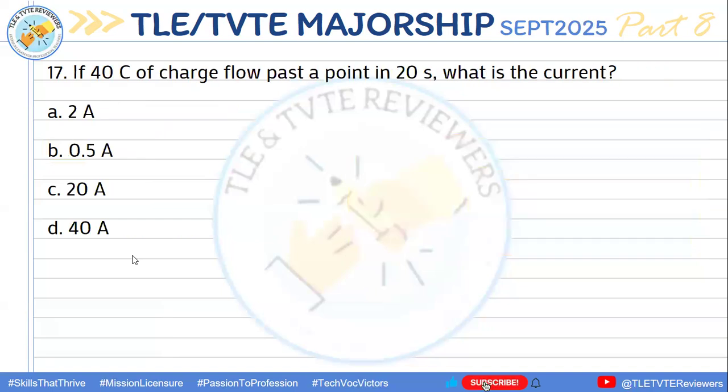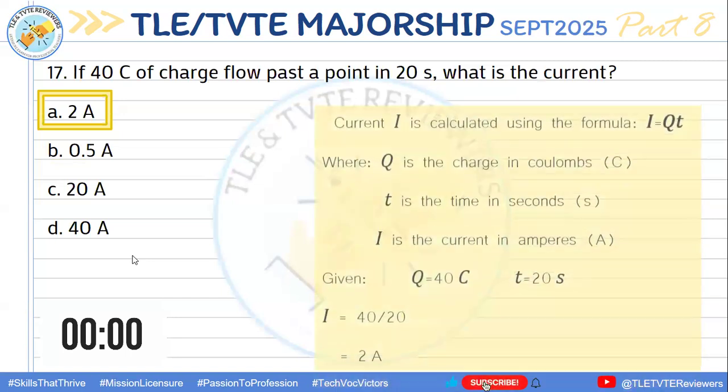Number 17, if 40 C of charge flow past a point in 20 s, what is the current? A. 2 A, B. 0.5 A, C. 20 A, or letter D. 40 A? Answer letter A, 2 amperes.